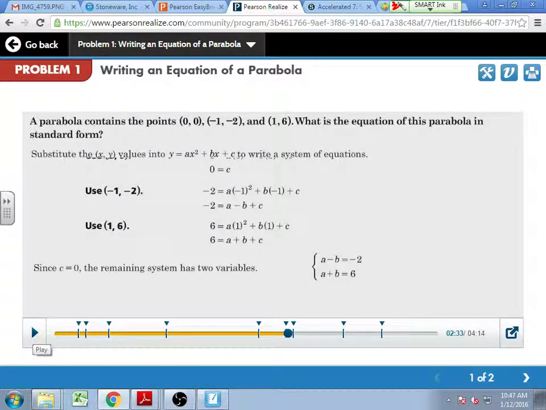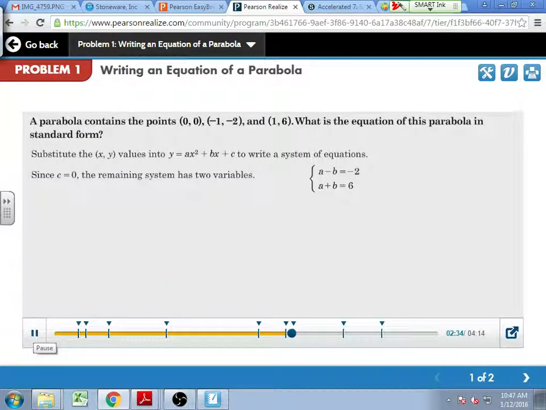Anyone know if we should add or subtract these? We can do either. If we subtract, we'll get rid of the a's. If we add, we'll get rid of the b's. So we can do either. I like to add them because it makes life a little easier. Let's solve this system by elimination. When I add them, my a adds with my a, I get 2a. My negative b and my b combine to cancel each other out. And my negative 2 plus 6 will give me a positive 4. So now I get 2a equals 4.